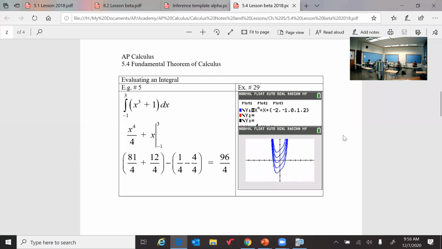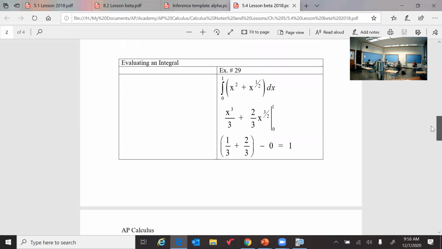All right, so 29 would look like this. It's giving you practice with the power rule in reverse. So this 2 becomes a 3 divided by 3. X squared goes to x cubed. 1/2 plus 1 is 3/2. Divide by 3/2 is multiplied by 2/3. Put 1 in, then put 0.